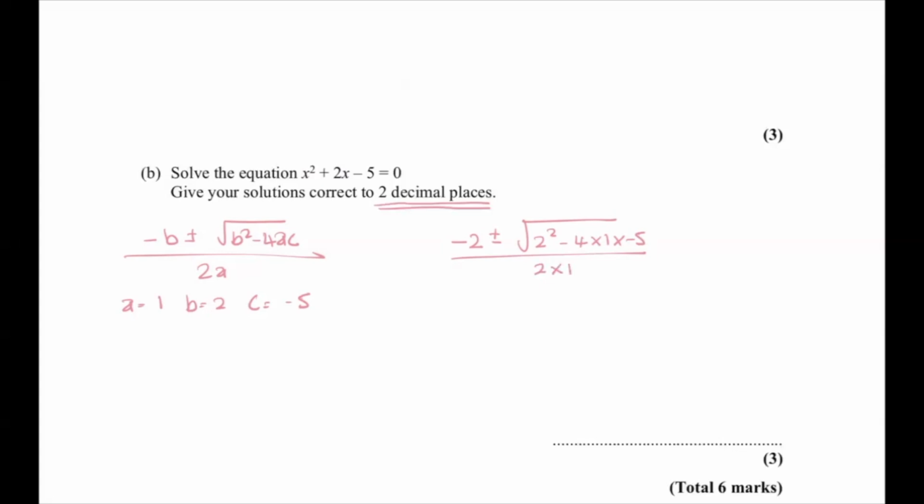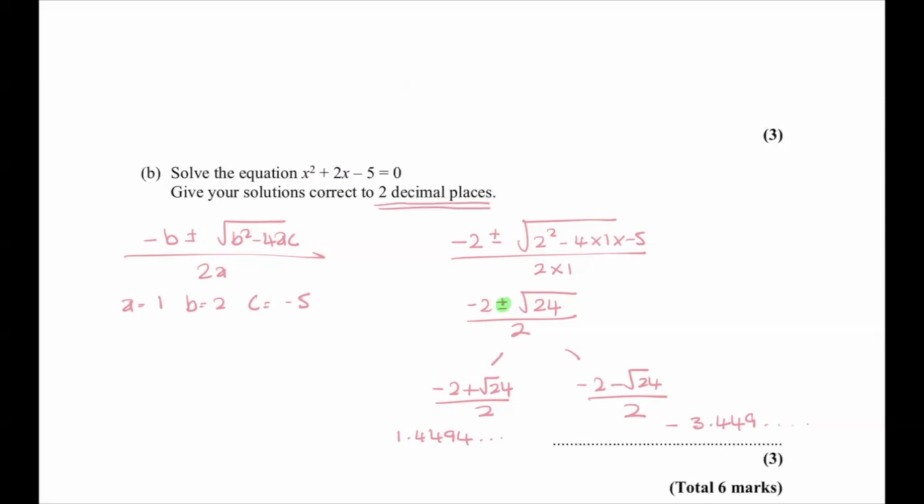Tidy this up. I would always be really careful about doing the whole thing in one go on my calculator. I just wouldn't do it. So we've got minus 2 plus or minus the root of 24 all over 2. And now we're going to split this so that we've got 2 solutions. We've got minus 2 plus root 24 over 2, and we've got minus 2 minus root 24 over 2. And now just throw that in your calculator. You will get 1.4494 and minus 3.449.